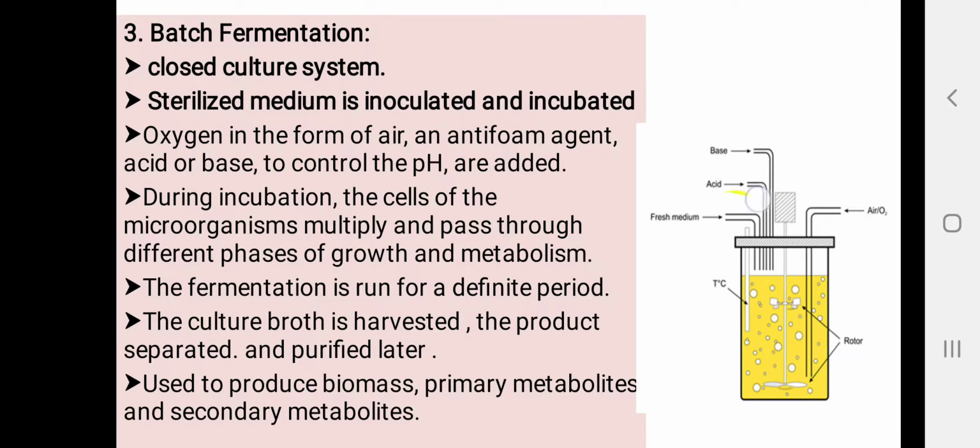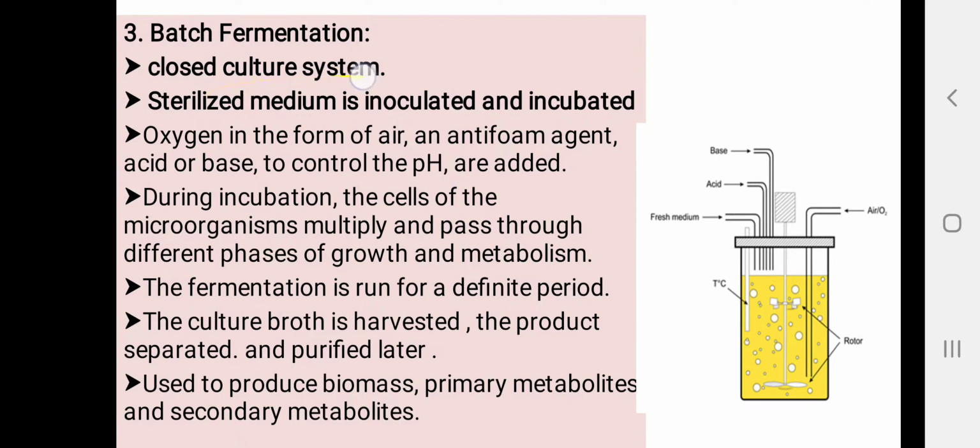Suitable pH has to be maintained either by addition of the acid or the base. Suitable temperature has to be maintained, and in the beginning aeration is required, so the sterilized air is let into the fermenter. And here in the center you will find the impeller, which is connected to the motor, and this impeller, with the help of the rotor, brings about the proper mixing of the nutrient media with the inoculum.